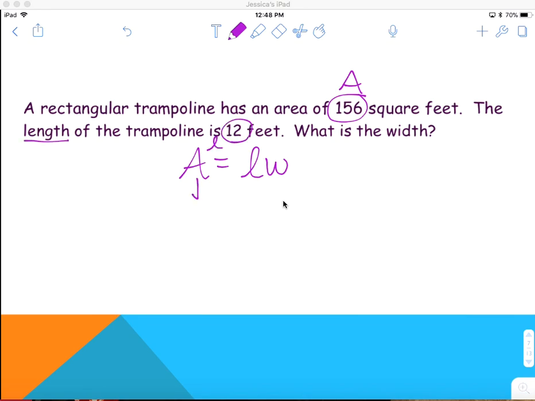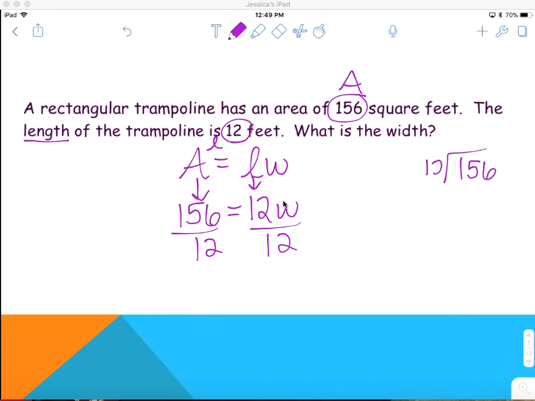So we're going to plug in what we know. A is 156, and L is 12. And then we're going to find what we don't know. So to find the width, we need to move the 12 to the other side. And to do that, we're going to divide both sides by 12, which gives us 156 divided by 12, which comes out to 13. So my width on this one is 13.